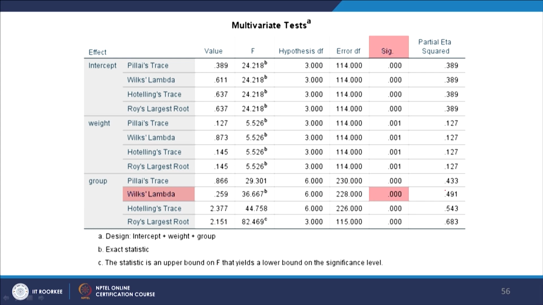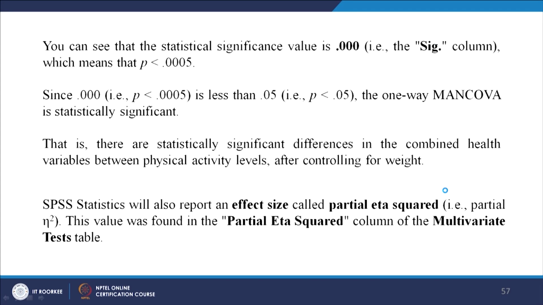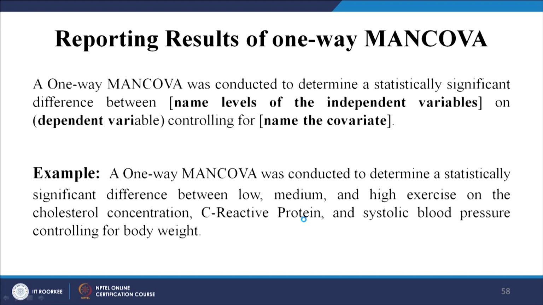So, this is what we have shown earlier also. This is written: there are statistically significant differences in the combined health variables between physical activity levels after controlling for weight. SPSS Statistics will also report an effect size called the partial eta squared. This I have also shown. Now, how do you finally write it up?